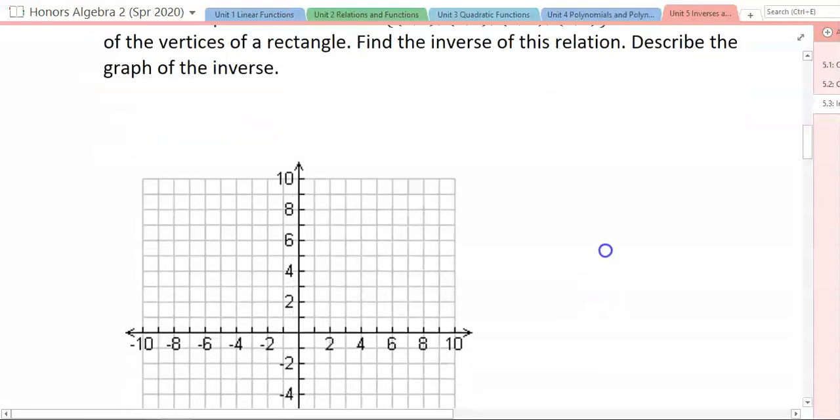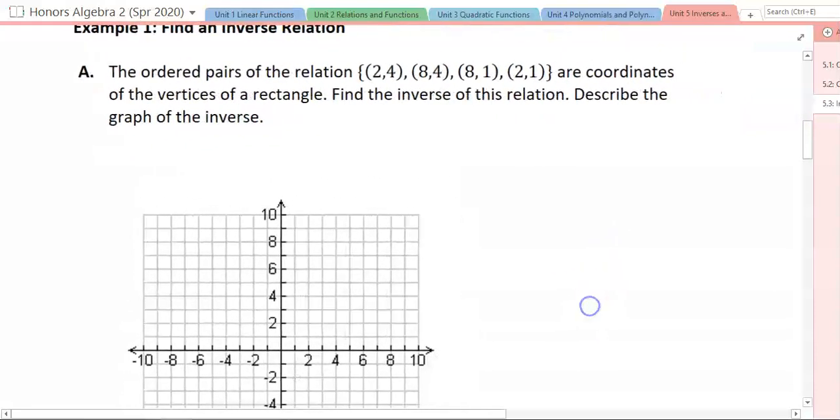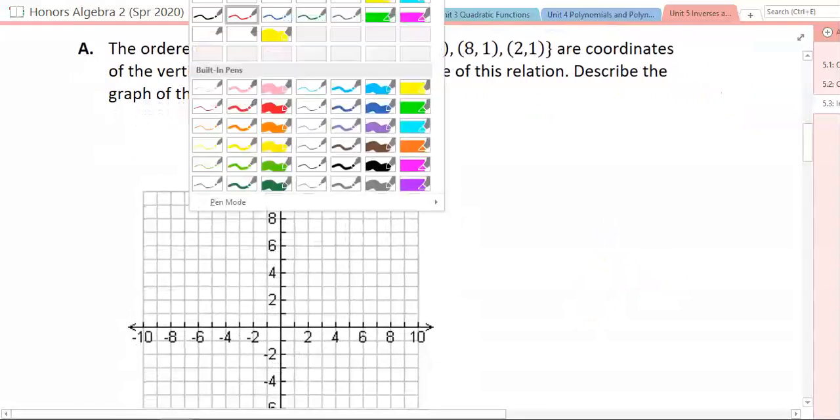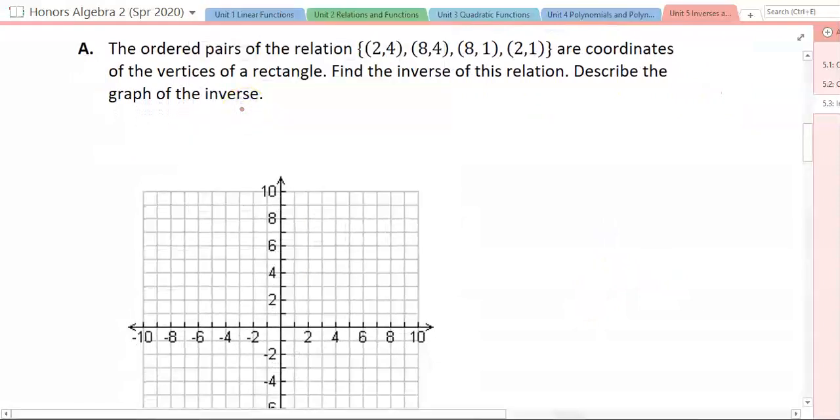So I've got a graph here. Let's graph these 4 points on the coordinate plane. As we plot these 4 points, we've got the ordered pairs (2, 4), (8, 4), (8, 1), and (2, 1). And so we end up with this rectangle here. Now, if I'm going to find the inverse of this, all my x's and all my y's are going to flip. Let's talk about these 4 ordered pairs.